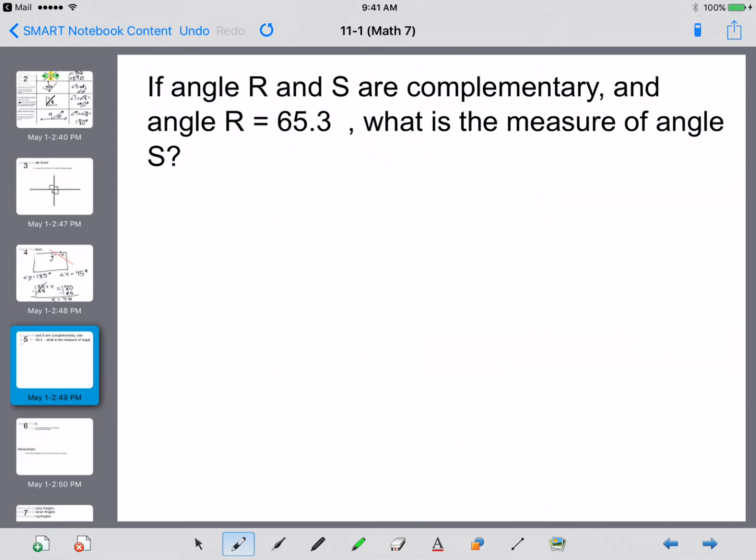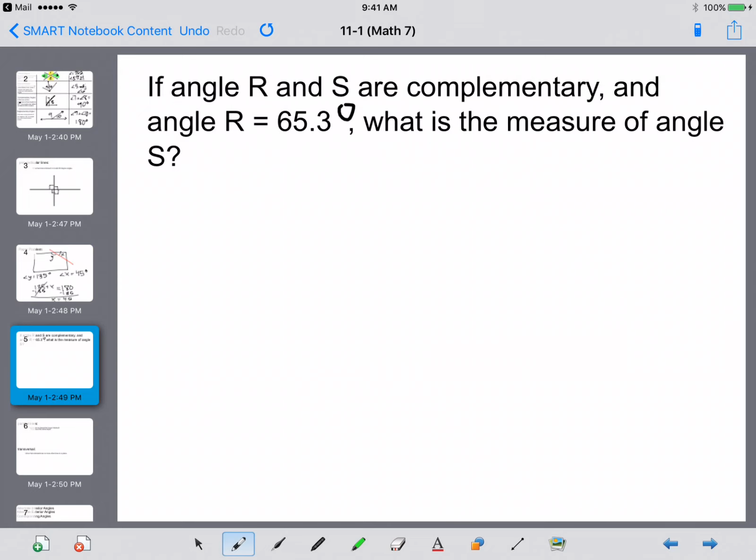This next one I want you to try and do on your own and then compare with what I have and correct what you do wrong. So if angle R and S are complementary and R equals 65.3 degrees, what is the measure of angle S?